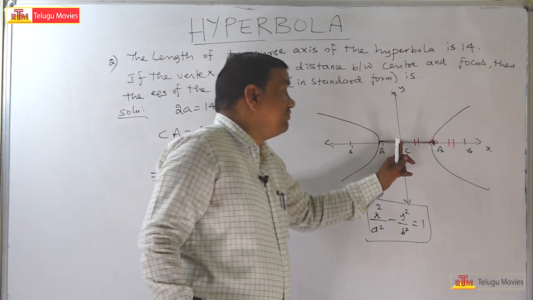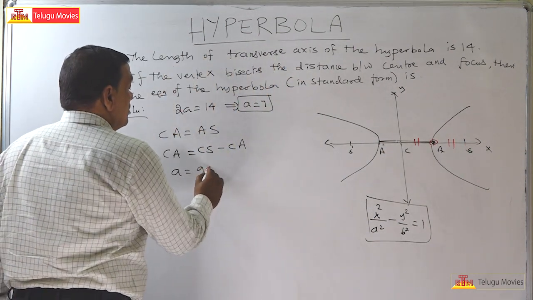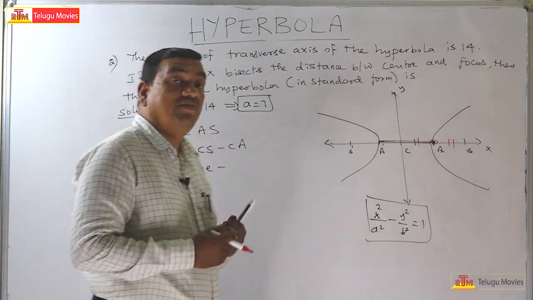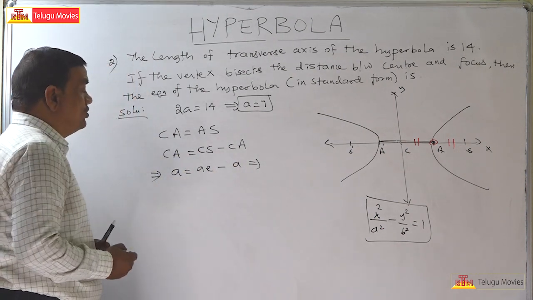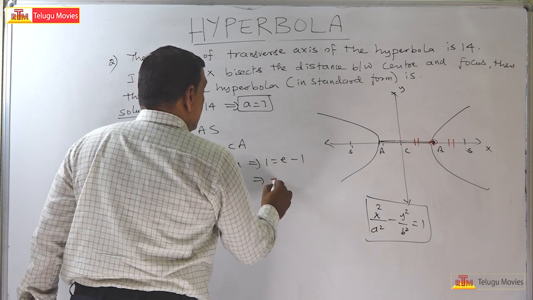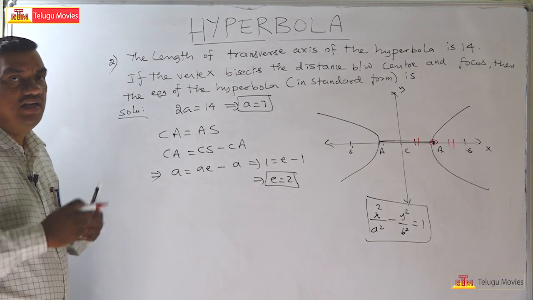CS, the distance between the center and the foci, is AE, minus CA, the distance between the center and the vertex, which is A. Since A cannot be equal to 0, we can cancel it. So 1 is equal to E minus 1. Therefore, E is equal to 2. Since for a hyperbola, E is greater than 2.